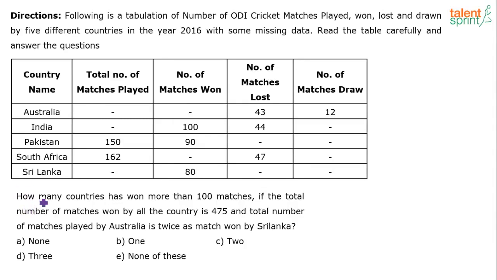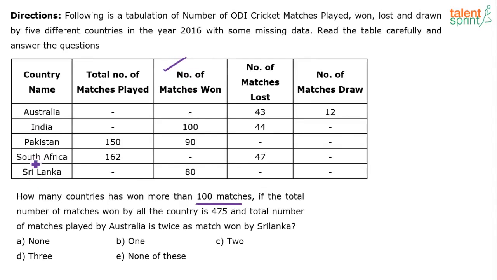So here we go. The first question here says how many countries have won more than 100 matches if the total number of matches won by all the countries is 475 and the total number of matches played by Australia is twice as the matches won by Sri Lanka, right? So we basically have to find out the number of countries which have won more than 100 matches. See, the number of matches won here has been given in column number 2, right?